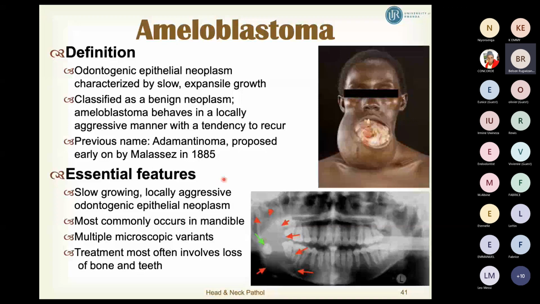Let's say we have a carcinoma. So on histology, you could see everything. You could see features of the dentigerous cyst.